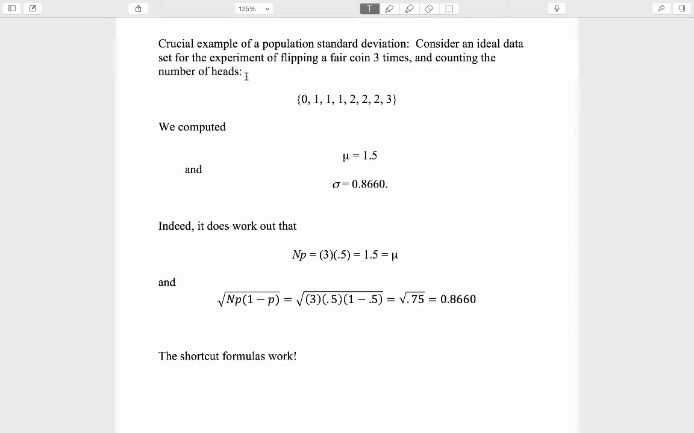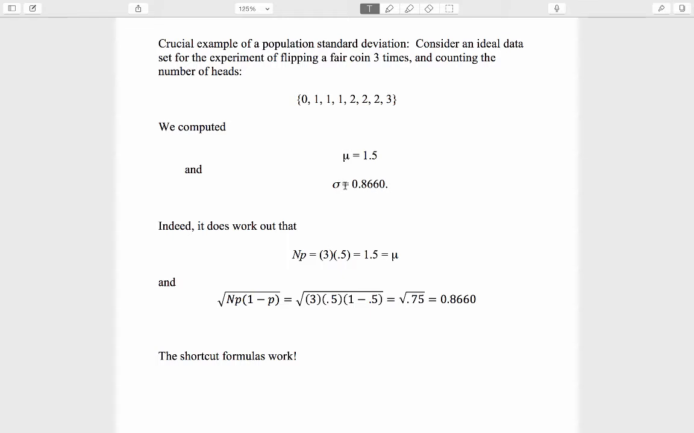We were looking at a crucial example of a population standard deviation, which arose from counting the number of successes in 3 Bernoulli trials. In particular, an ideal dataset for the experiment of flipping a fair coin 3 times and counting the number of heads. We computed that the population mean equals 1.5, and the population standard deviation equals 0.8660.